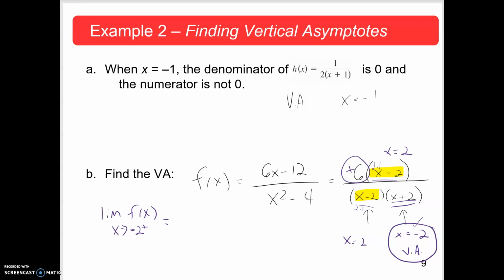What's to the right of negative 2? You have to be careful. A number to the right of negative 2 would be negative 1.9, not negative 2.1. To the right of negative 2, greater than negative 2, is negative 1.9. So when I plug that in, that's a positive.